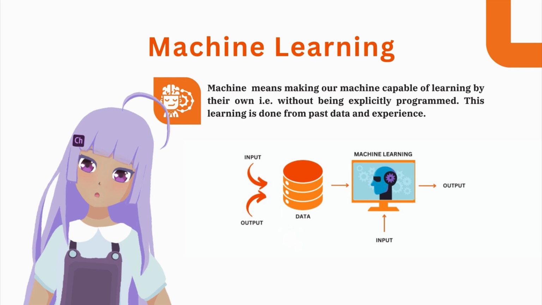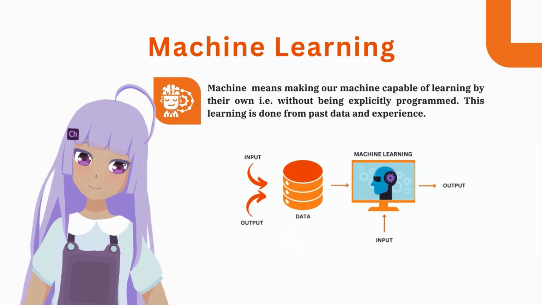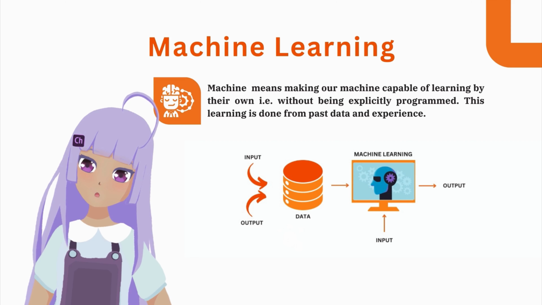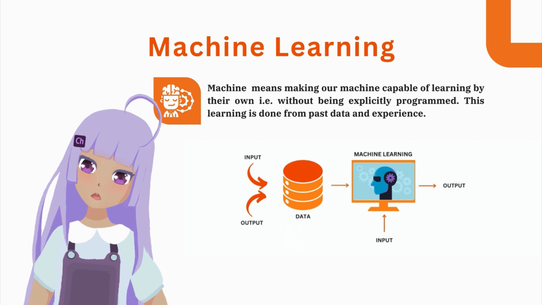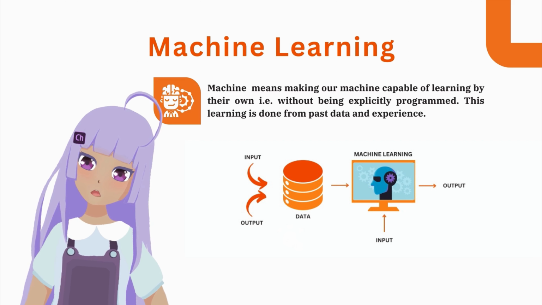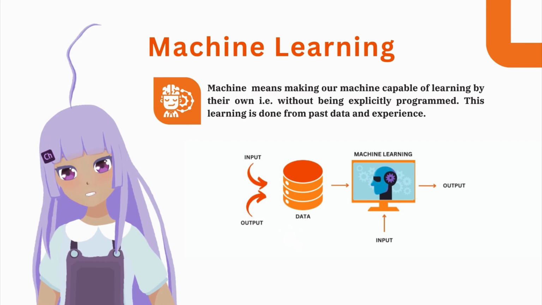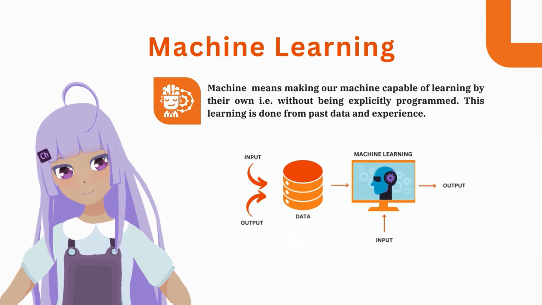Now the next step would be that this machine learning algorithm will try to learn from this data. Learning means it will try to come up with a function with which one given input can be converted to its desired output. So that is the learning part.